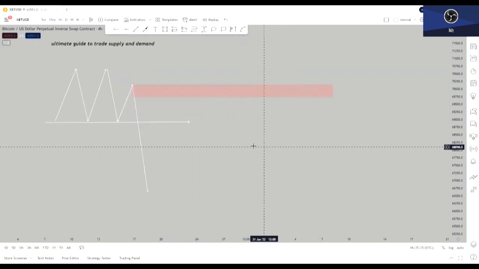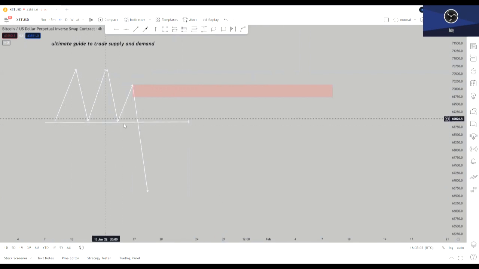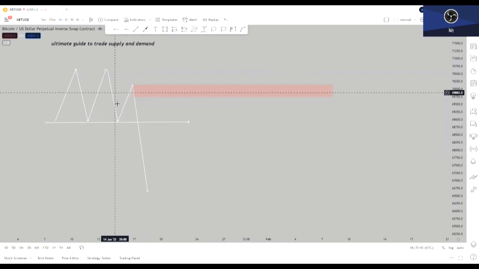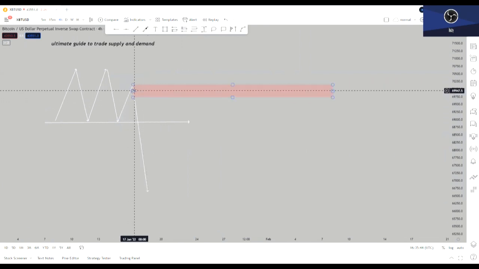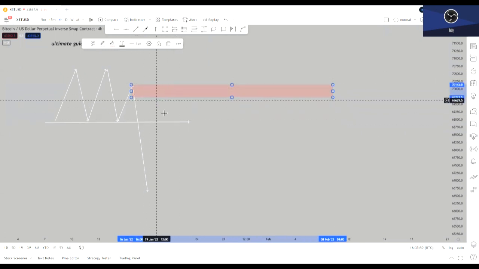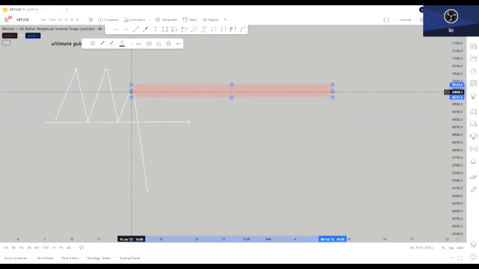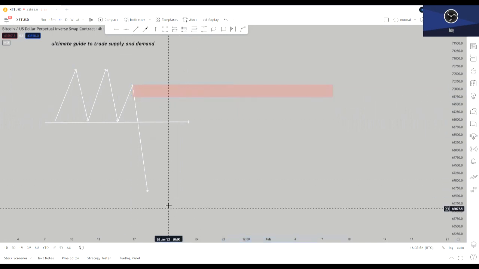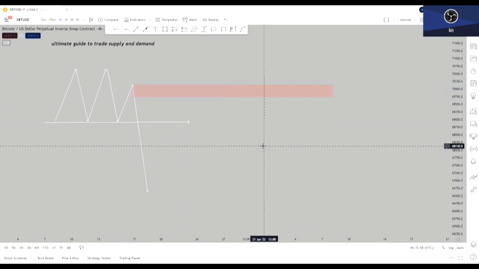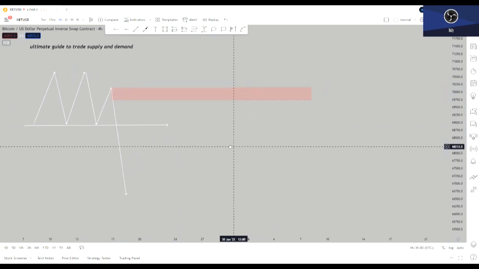Why? This level has broken previous market structure to the downside, and we can spot where they sold. So if they potentially sold at this area, we can see they may be protecting this area once price comes back into the area. Okay, so this would be, in this case, a supply zone. Okay, so let us draw a demand zone.